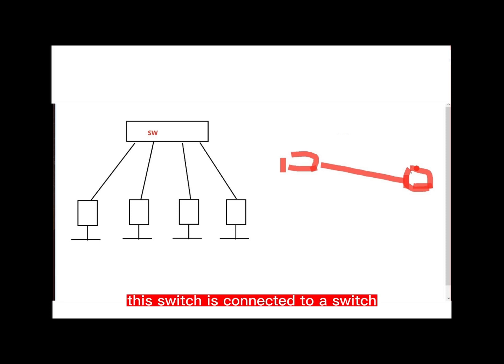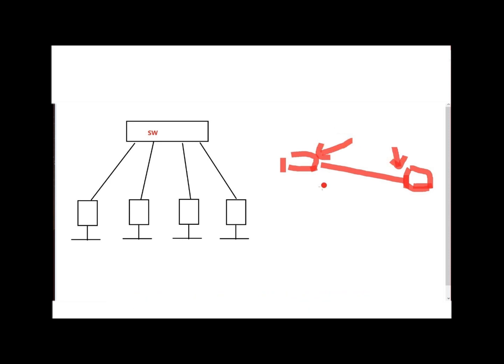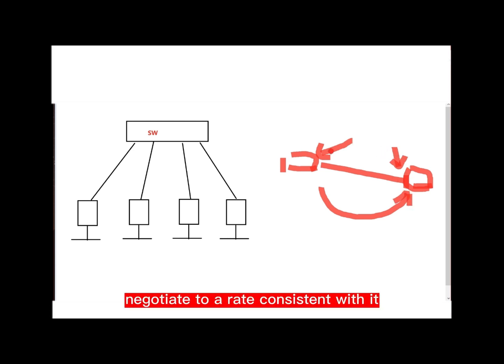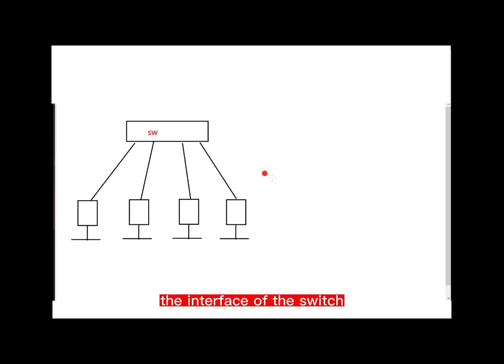This switch is connected to a switch. The peer interface rate is relatively small. Its interface rate is relatively high. It can accommodate the other. Negotiate to a rate consistent with it. Backward compatibility. Therefore, the interface of the switch can be negotiated automatically.